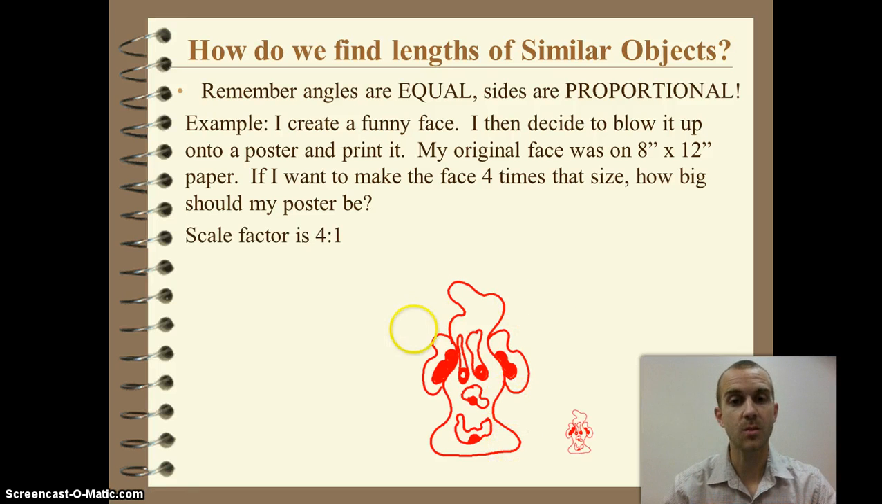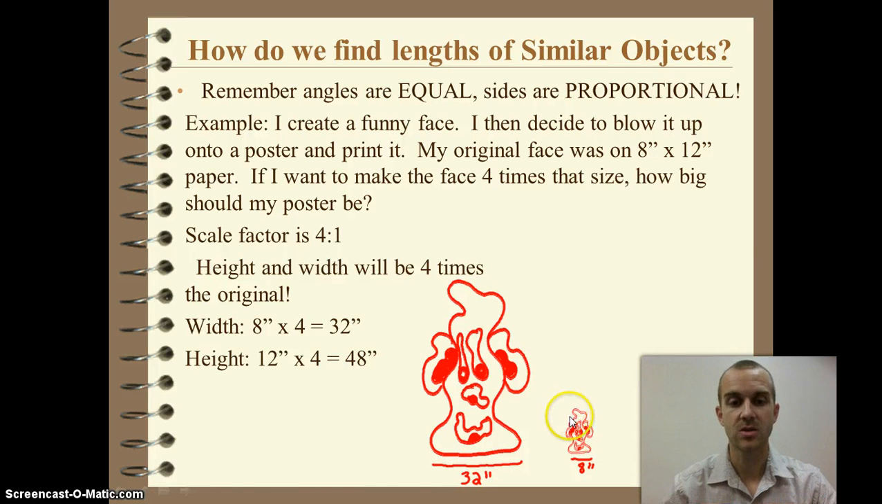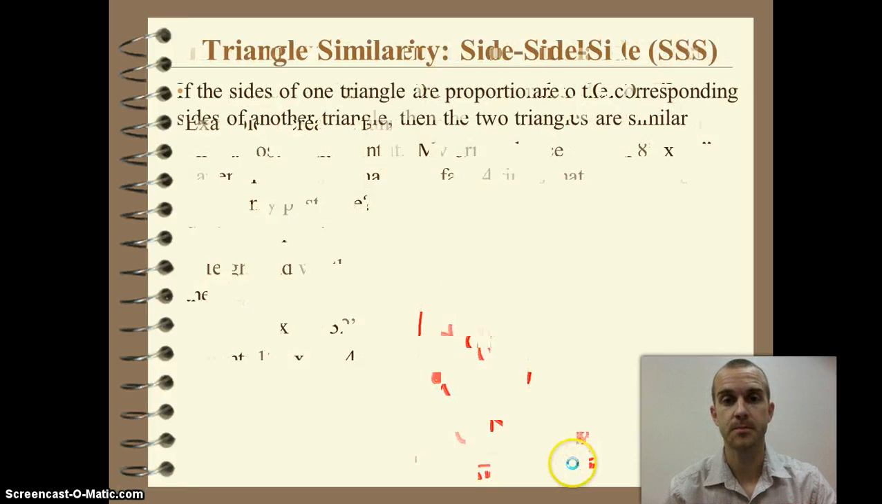So if I think about what that means, it means that every measurement on my left-hand side face is going to be 4 times that of the measurement for each of the lengths of my original. So if I think about this being 8 inches, then this would have to be 32 inches because 8 times 4. And if I think about the height was 12 inches, 12 times 4 is 48 inches. And if I look, those ratios are the same, 4 to 1 and 4 to 1.